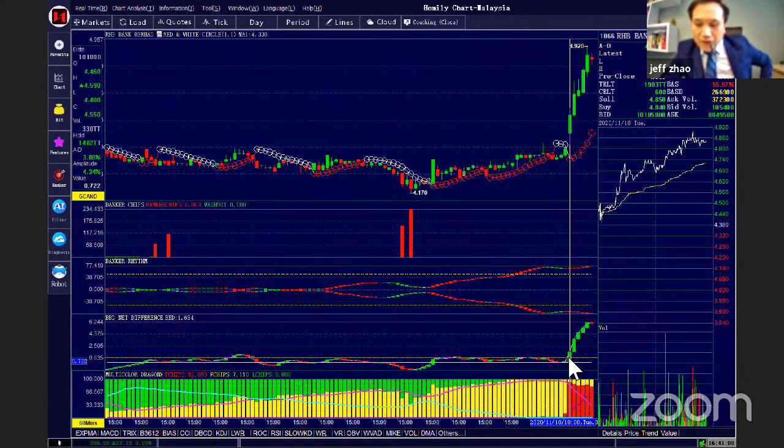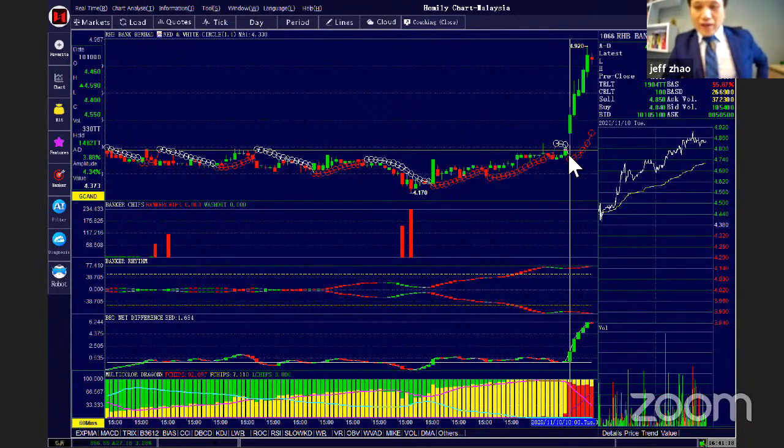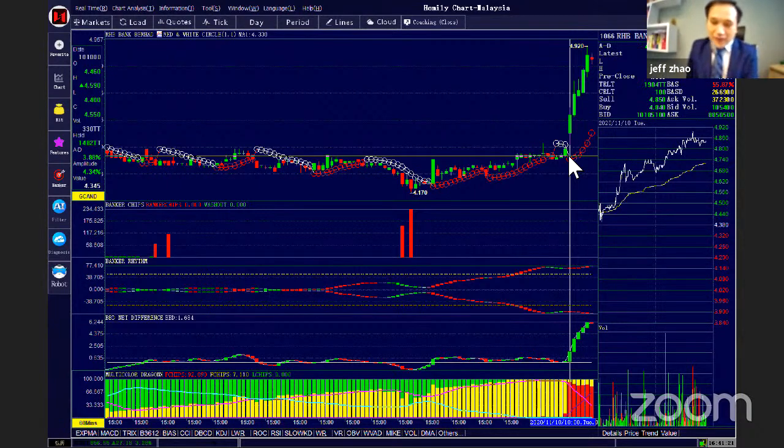And you can see the big money inflow a lot. And then you can see the big money also increase a lot. So here is the beginning of the fast uptrend. Also it is the buy point from the red and white circle.